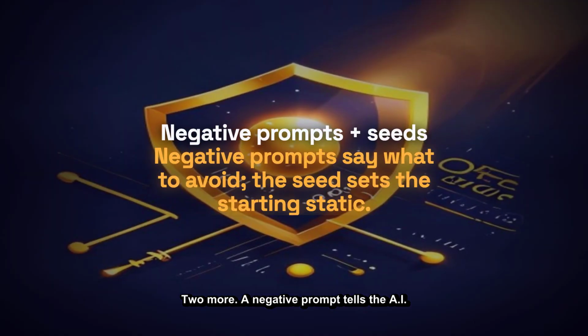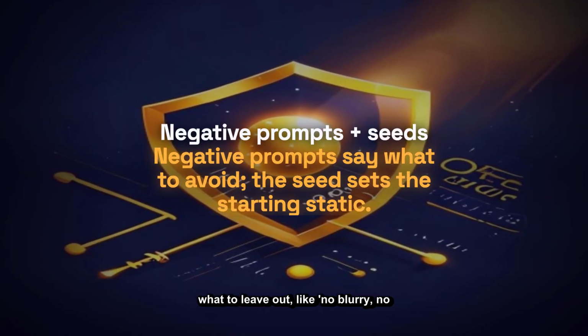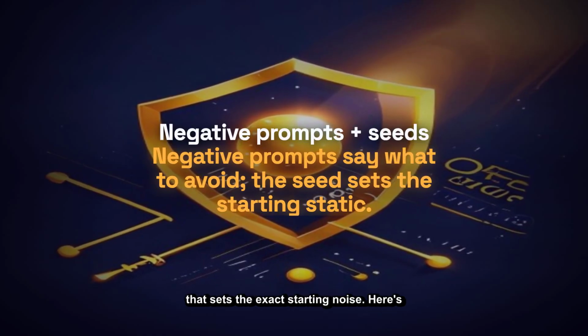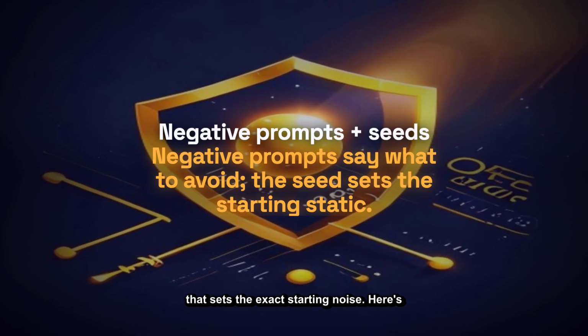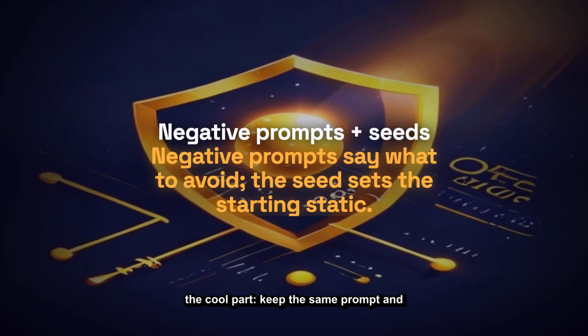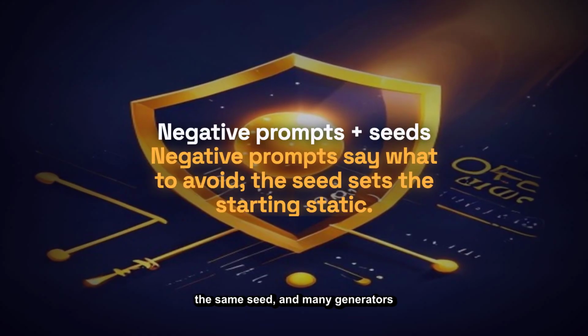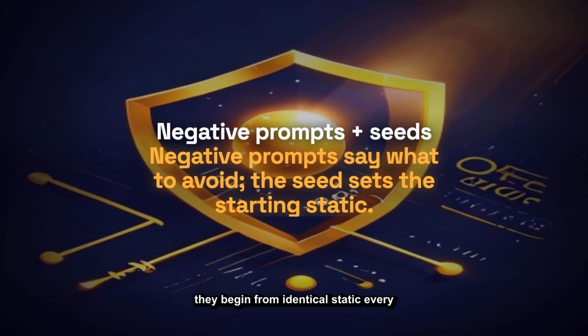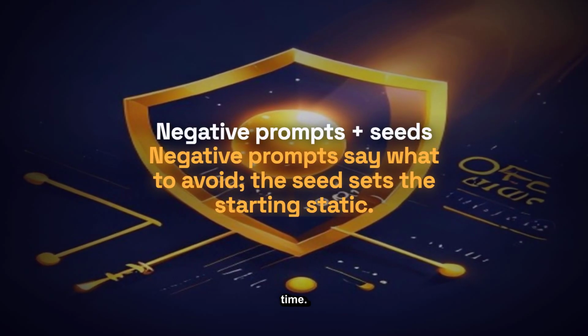Two more. A negative prompt tells the AI what to leave out, like no blurry, no extra fingers. And the seed is the number that sets the exact starting noise. Here's the cool part. Keep the same prompt and the same seed, and many generators recreate almost the same picture because they begin from identical static every time.